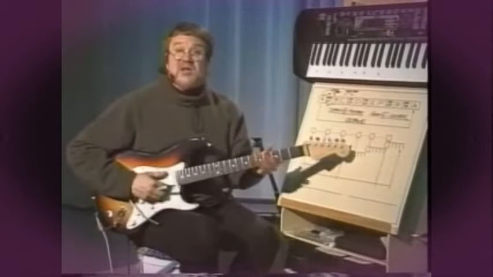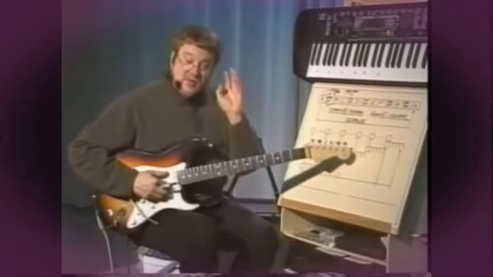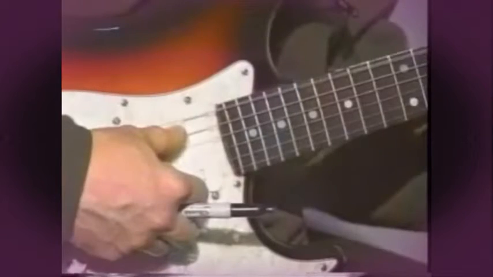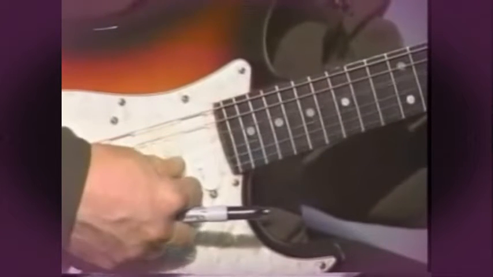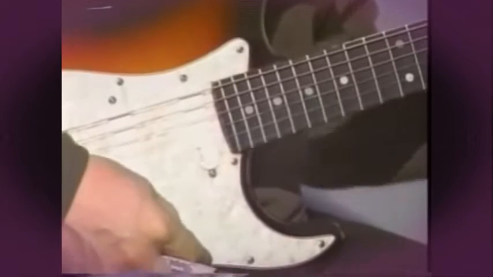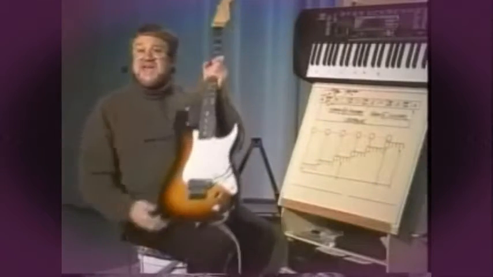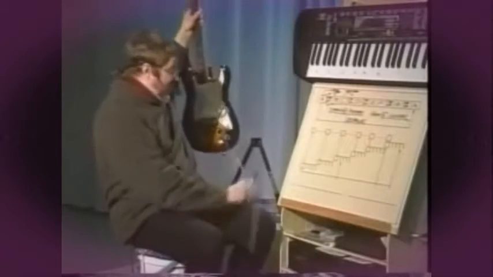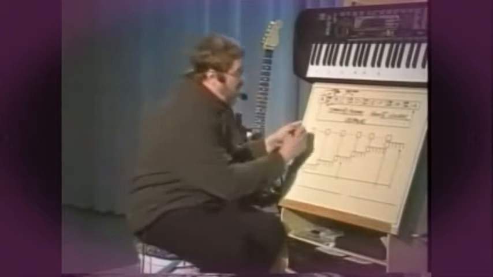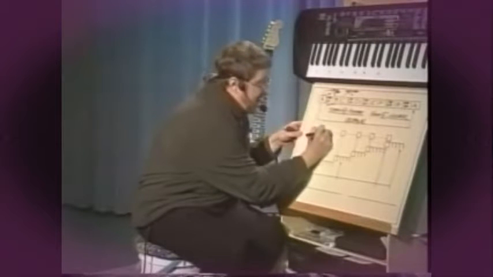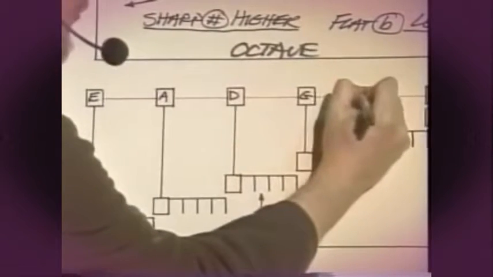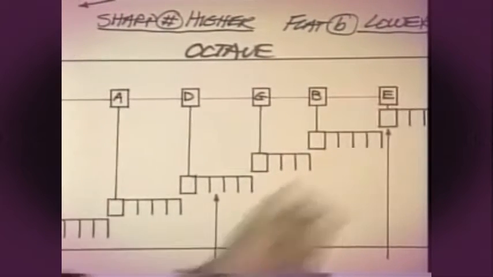The alphabet names of your strings go, as many of you already know, E, A, D, G, B, and E. That's E, A, D, G, B, E. I'm going to write them on this chart here. The names of your strings go E, A, D, G, B, and E.